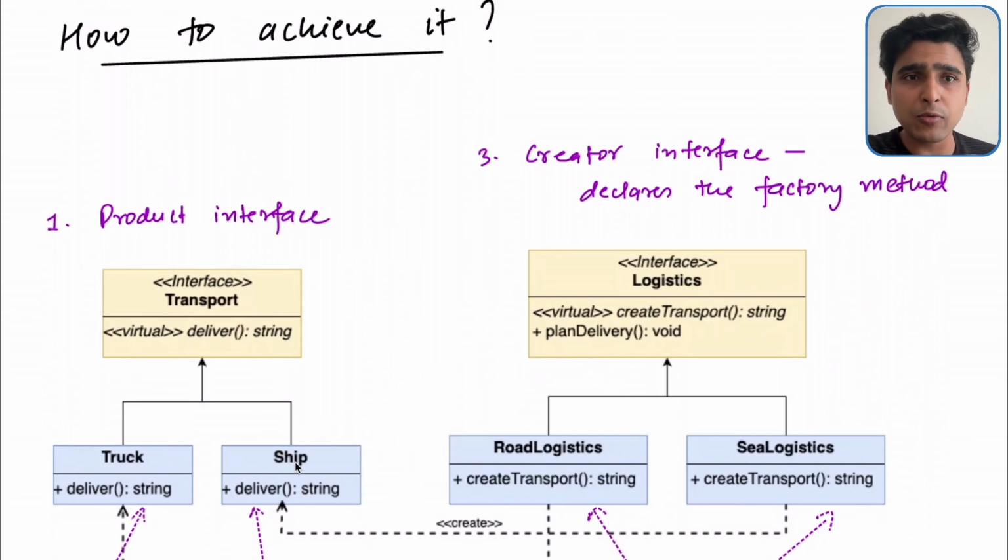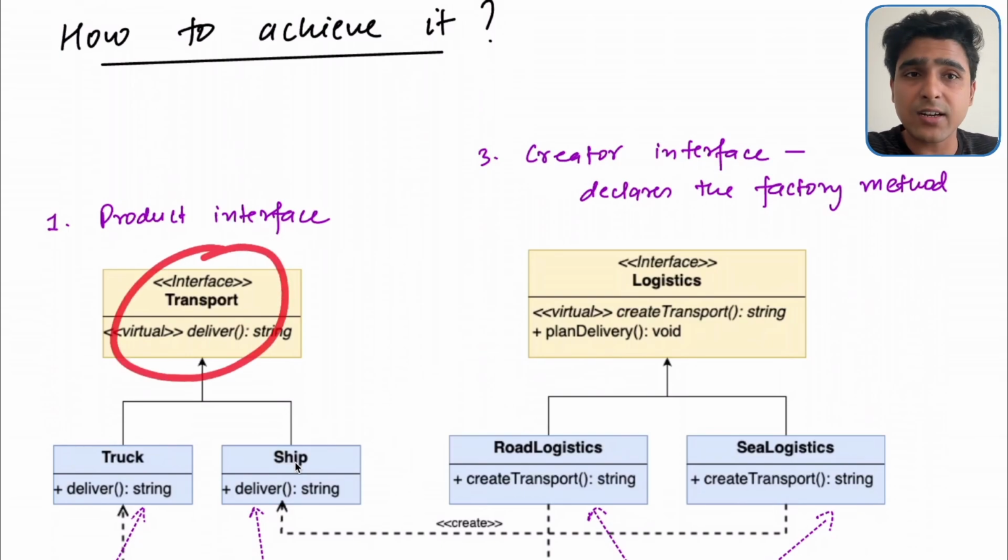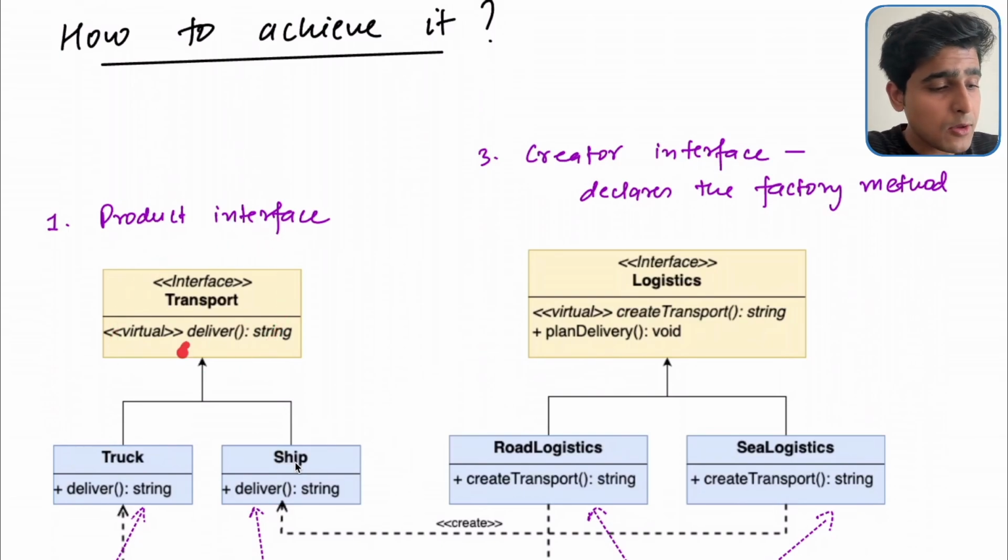So what do we do? We divide our system into two parts. First is the product, second is the creation of that product. In this case the product is the transport, where we want to create multiple modes of transport. So for that we will first create a transport interface. It will have a deliver function which every concrete class or derived class has to implement.